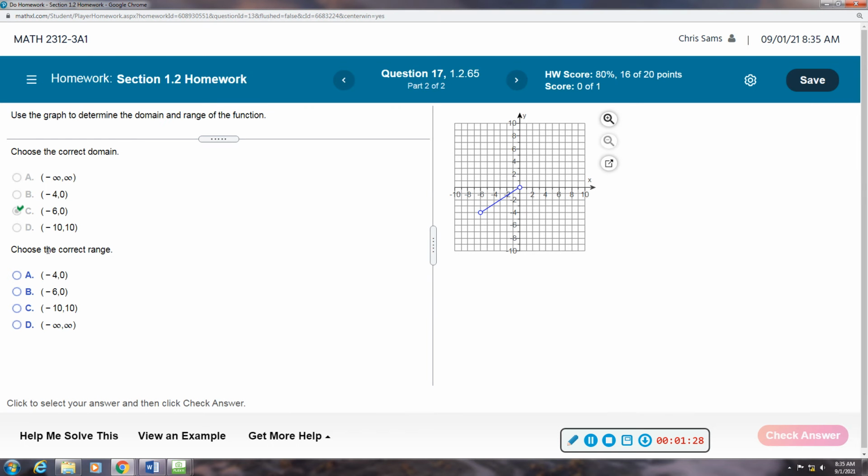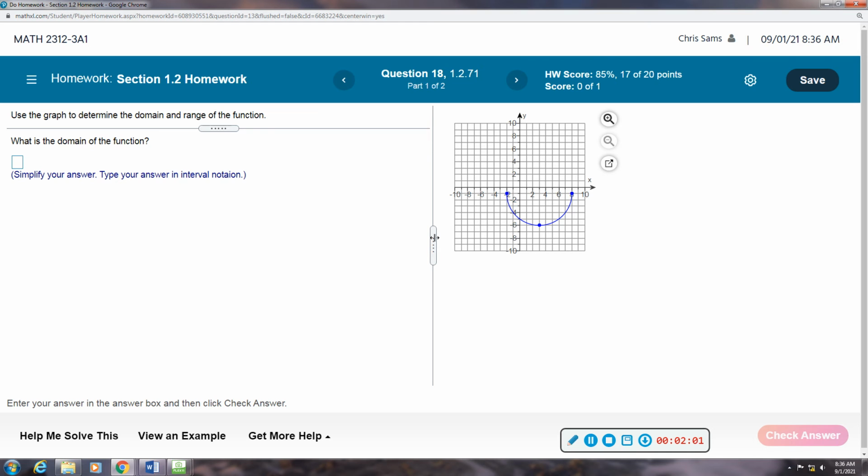Okay, so we're going to do the same thing with our range. Now we want to choose the correct range. So this time you go from bottom to top, lowest point to highest point. So how far down does this graph go in the y direction? Looks like -4, the lowest point. And then how high up does it go in the y direction? Is 0. So you're reading the y-axis, lowest point to highest point. So -4 up to 0. And again, we're going to be using parentheses, -4 to 0.